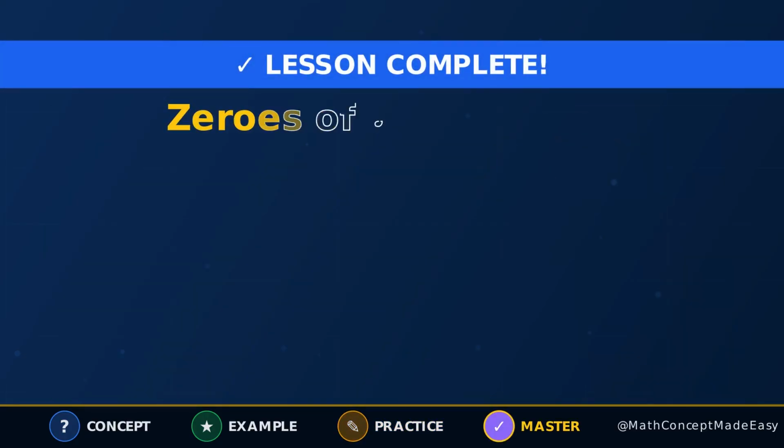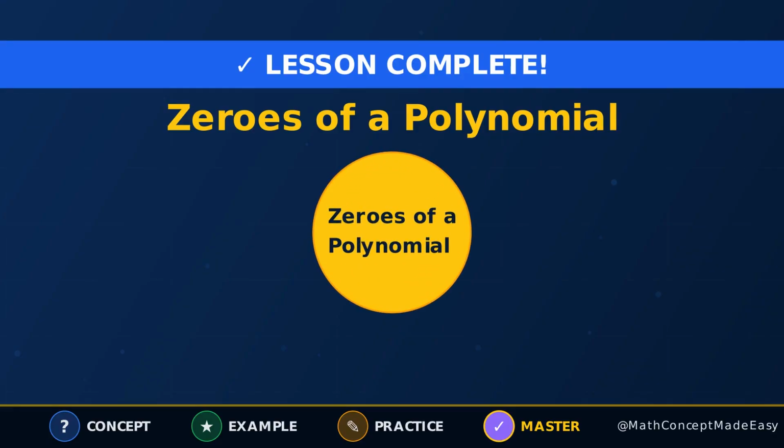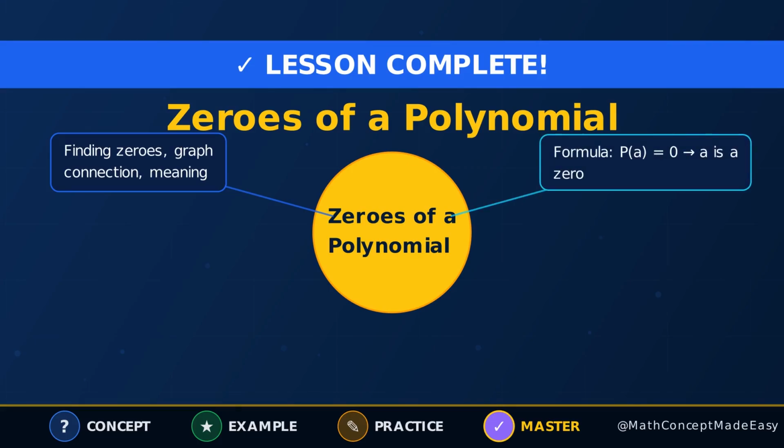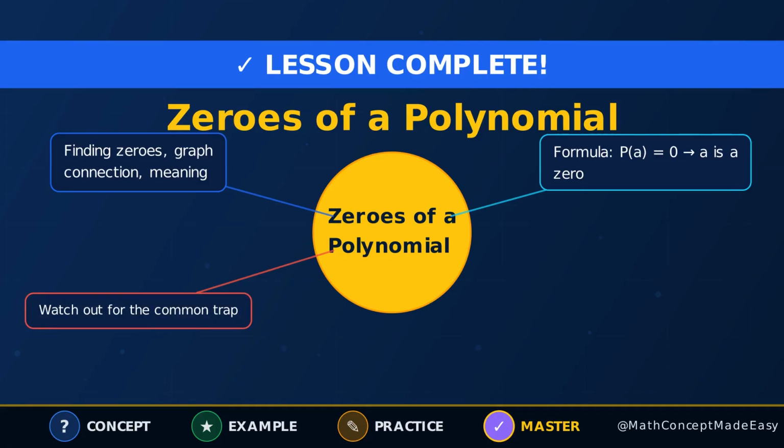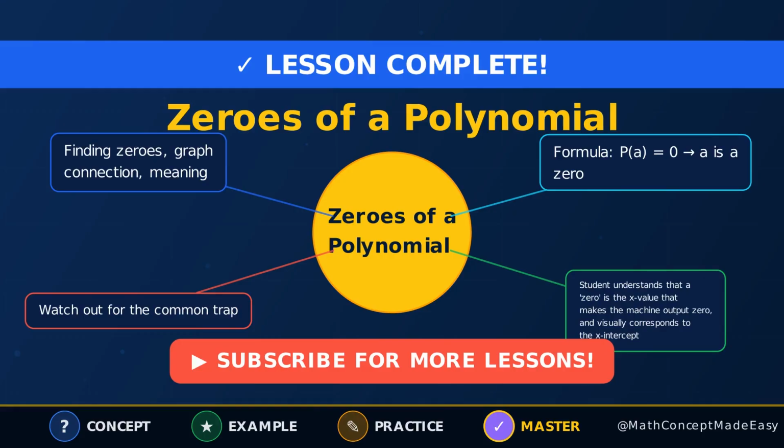Let us bring today's lesson together in one picture. At the center of everything sits zeros of a polynomial. We explored finding zeros, graph connection, meaning. The one formula to remember is: if p of a equals 0, then a is a zero of the polynomial. Watch out for the common trap we discussed. And remember our goal: the student understands that a zero is the x value that makes the machine output 0, and visually corresponds to the x-intercept.